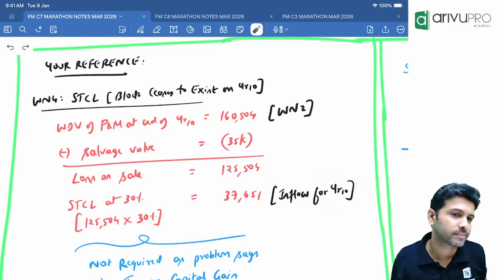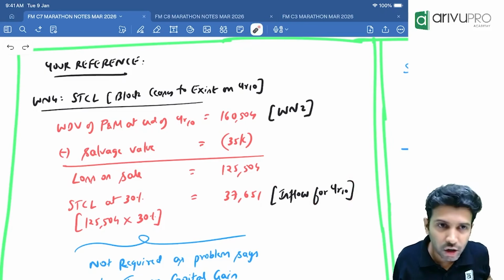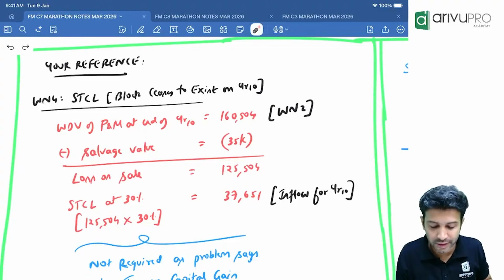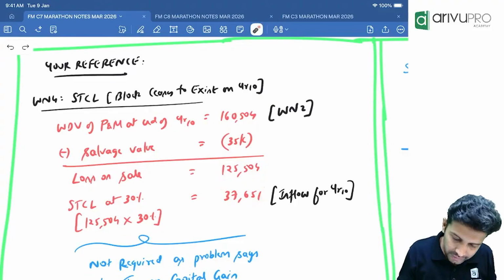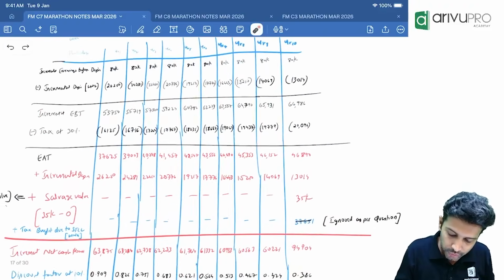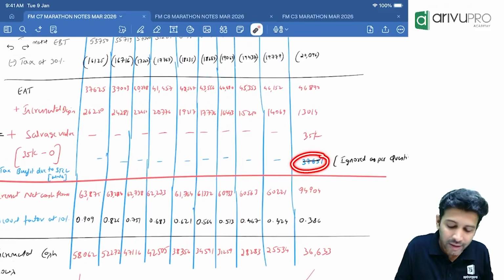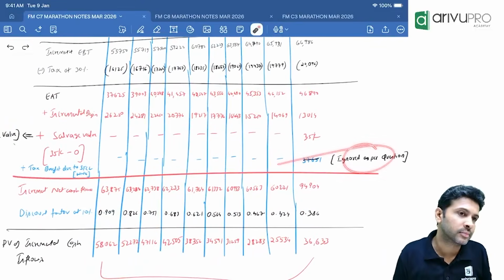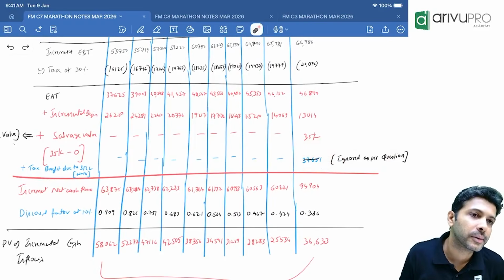If the words 'ignore capital gain tax' were not there, I would have one more column in my cash flow working, with 37,651 in the 10th year. That is what I've written and cut off. If you check here, I've written 37,651 and cut it off, because the question said ignore capital gain tax. Otherwise, this number would come here as a positive number. Pakka?